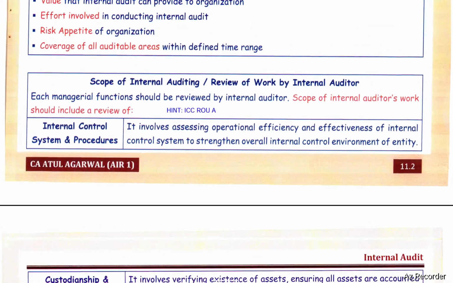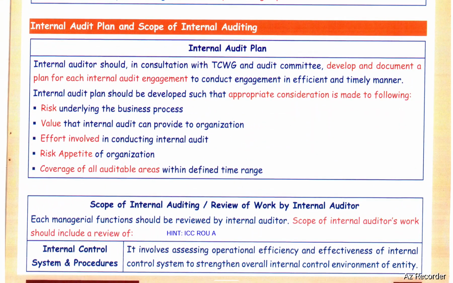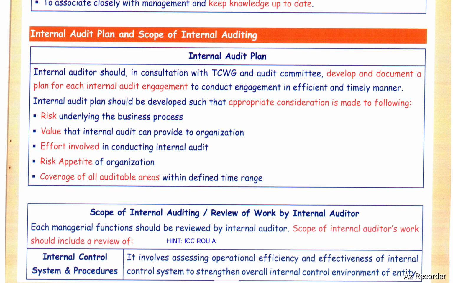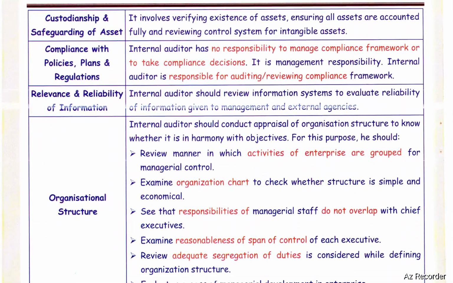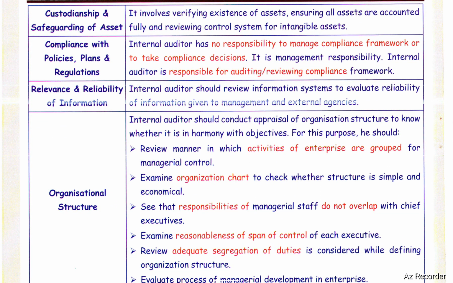First one, internal control system and procedures. It involves assessing operational efficiency and effectiveness of internal control system to strengthen overall internal control environment of the entity. Next, custodianship and safeguarding of assets. It involves verifying existence of assets, ensuring all assets are accounted fully, and reviewing control system for intangible assets.